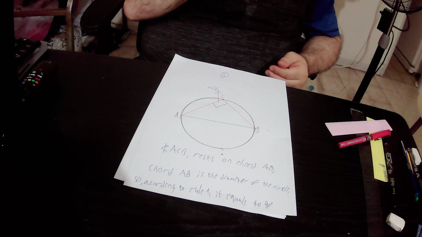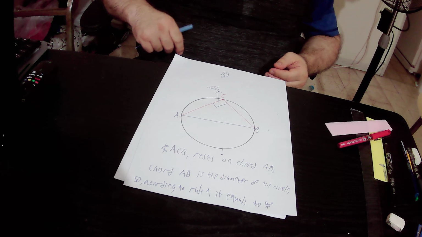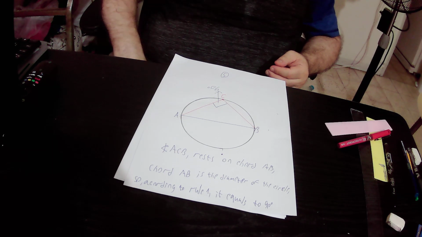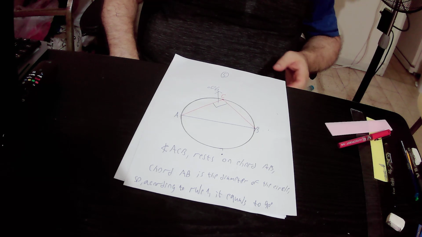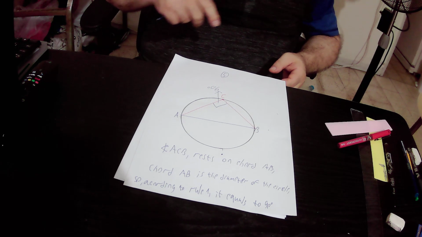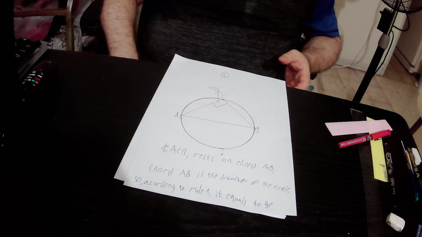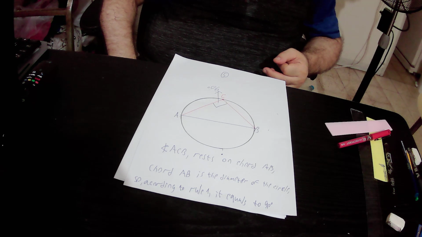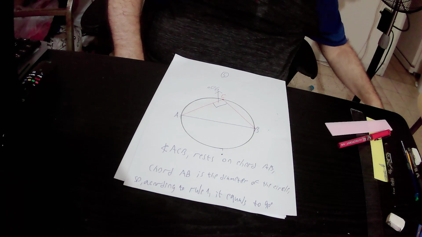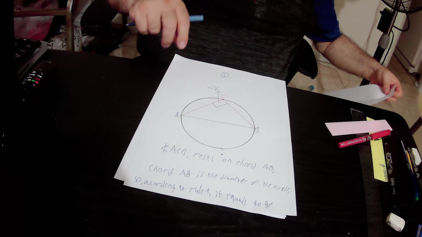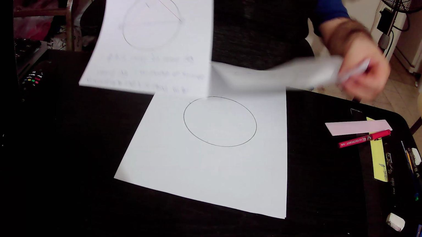Okay, so any other peripheral angle that rests on the diameter of this circle will be equal to 90 degrees. Okay, so we can implement this rule in our circle.